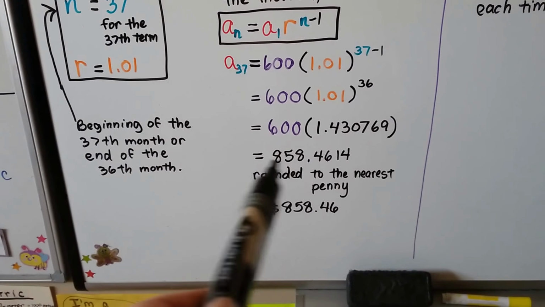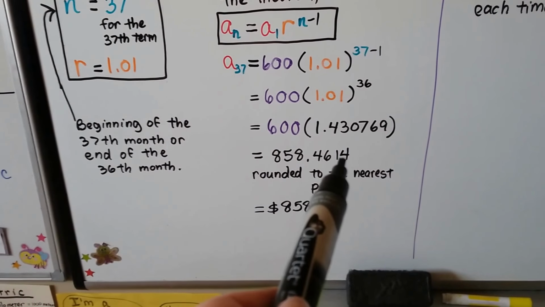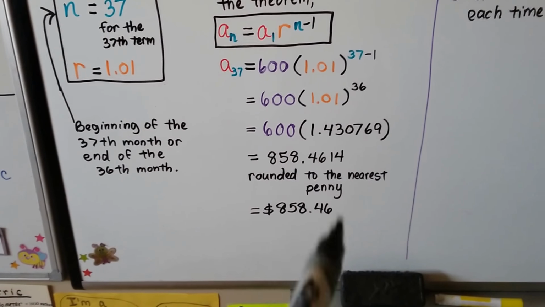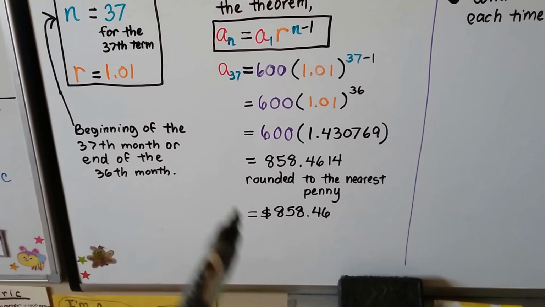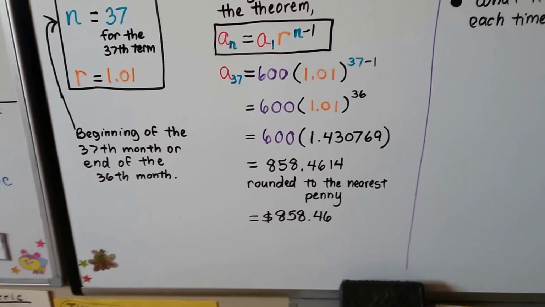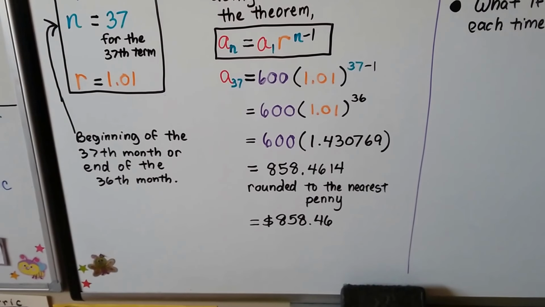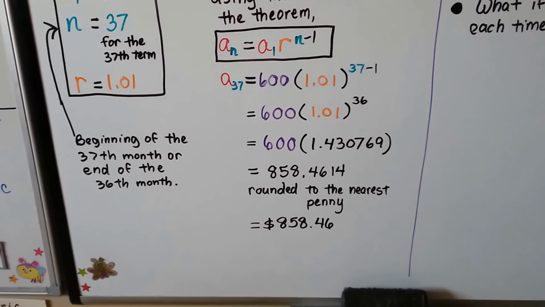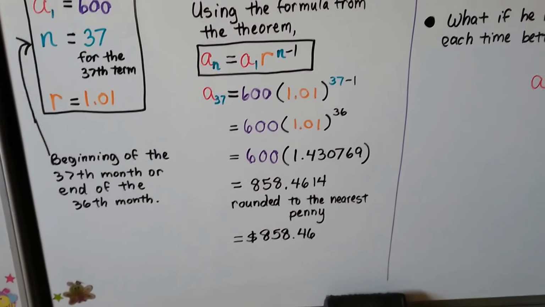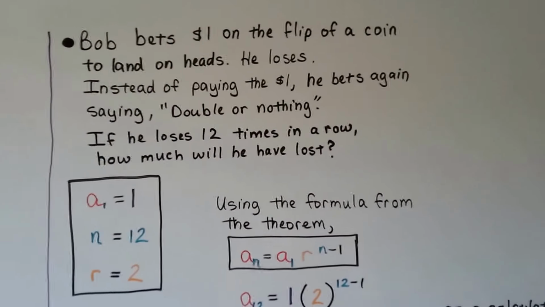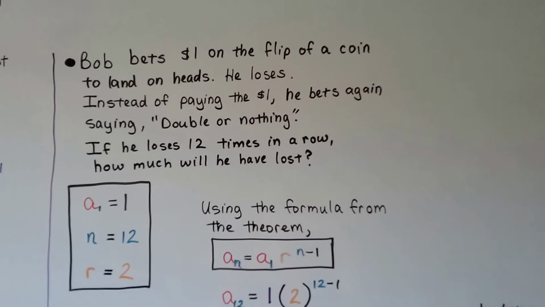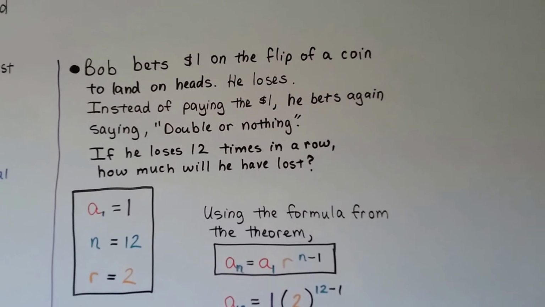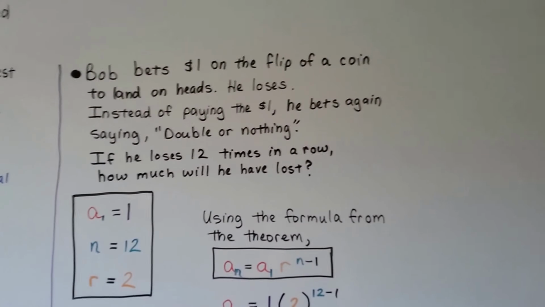We're going to get this long number, but because we're talking about money, we can round it to the nearest penny, and that means even though he only borrowed $600, because he borrowed it for 3 years, he now has to pay back $858.46. Yeah, that's how banks make money, okay? Nothing's free. All right, so we talked about this in the previous video, and I just told you the answer because I was trying to give you an example of what geometric sequences were. Now we're going to solve it.